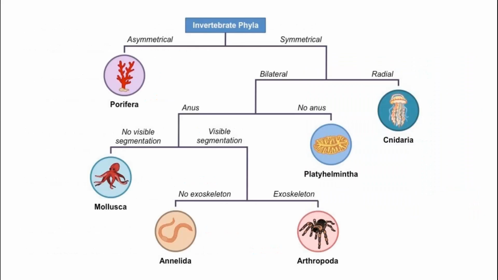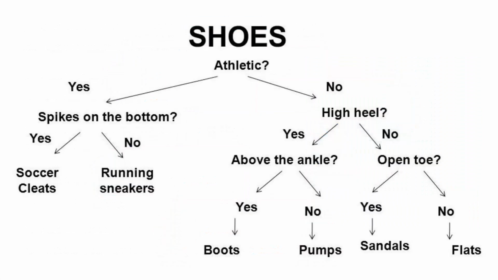Now, dichotomous keys are widely used in biology to classify and identify organisms, such as plants, animals, and microorganisms, but they can also be used for non-living objects. They help simplify complex identification processes by breaking them into manageable binary decisions. It's either this or that. And that is dichotomous keys. Sorted.